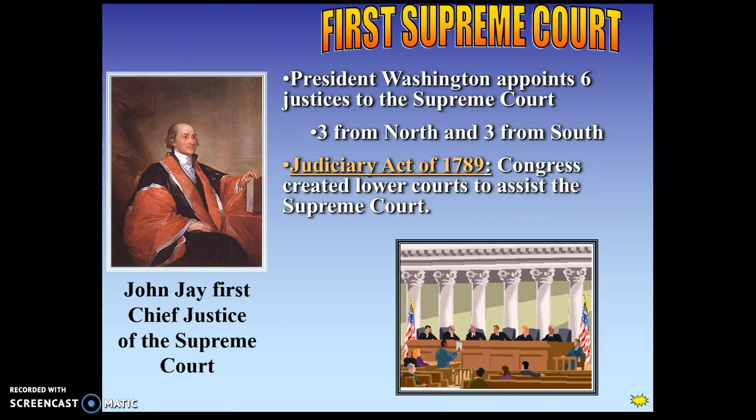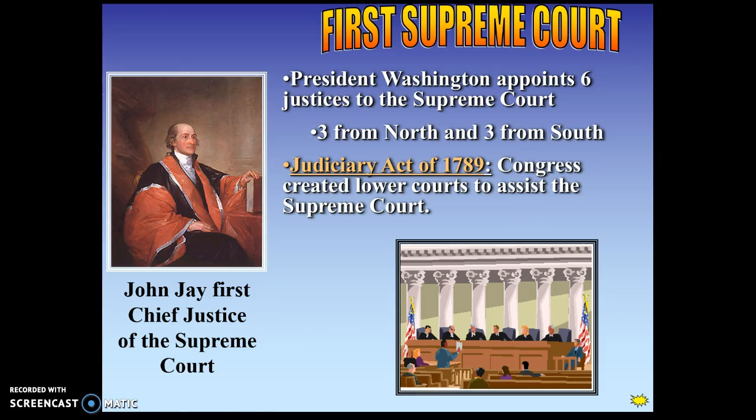So in the Constitution, we created a Supreme Court. It's under Article 3, and Washington will appoint 6 justices to the Supreme Court. Now, that's a slight problem because 6 is an even number, but he tries to keep it even. That doesn't always work out so well, but he selects 3 justices from northern states, 3 from southern.